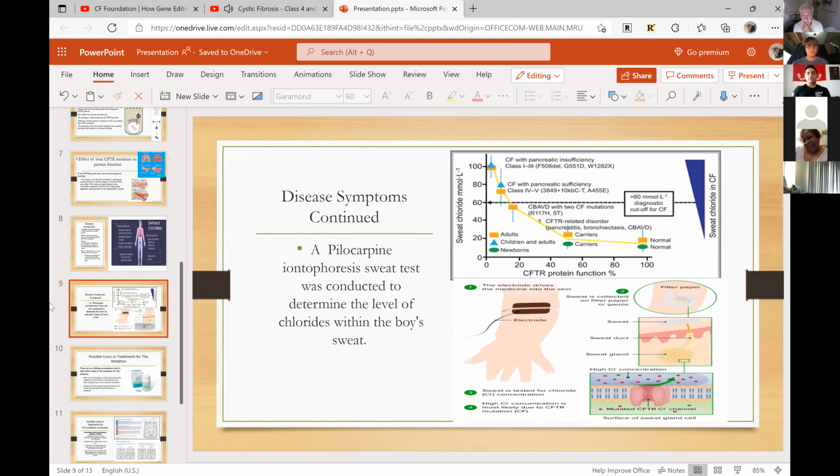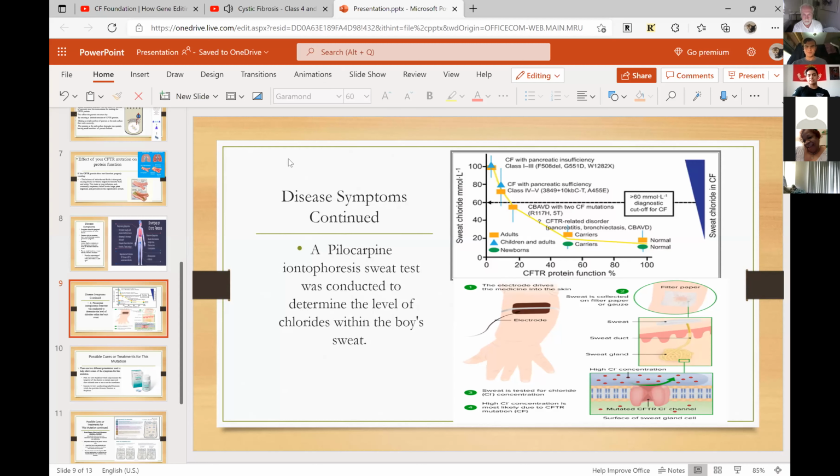So in order to actually find out if the boy had cystic fibrosis, we have that image on the right. That's called the sweat chloride test, a pilocarpine iontophoresis sweat test, to determine the level of chloride within somebody's sweat. Anything that's 20 and below is considered normal. Anything from 30 to 40 is suspected, so they run numerous tests. And once you reach that threshold of 60, that's where you're usually diagnosed with cystic fibrosis. Anything above that depends on your class of mutation.